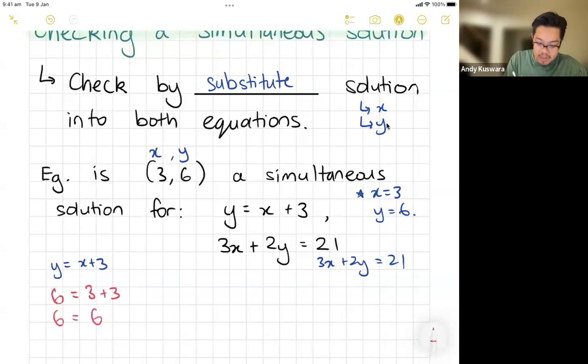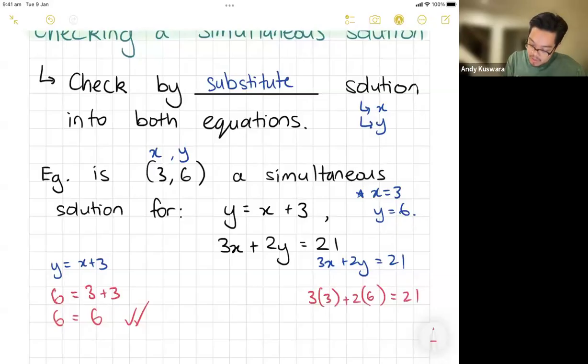Let's just evaluate that. Is 6 equal to 6? Yes, it does. So that's all good. So far, it's looking like it could be a solution. I just need to check that it works for the other equation that we're doing here. Okay, now for this one here, 3x is not going to be 33. It's going to be 3 times 3. And it's going to be 2 times 6. And it should equal 21.